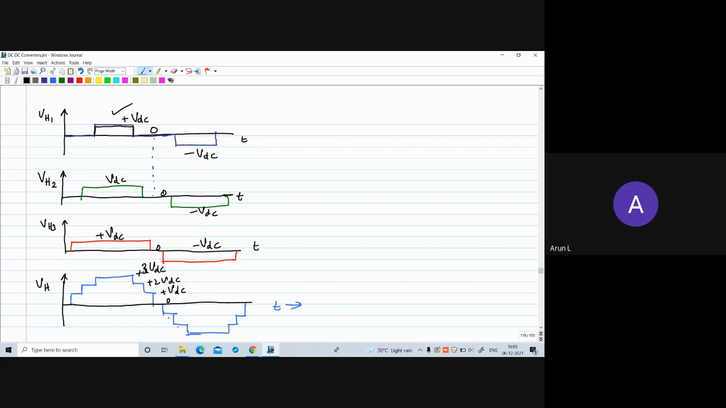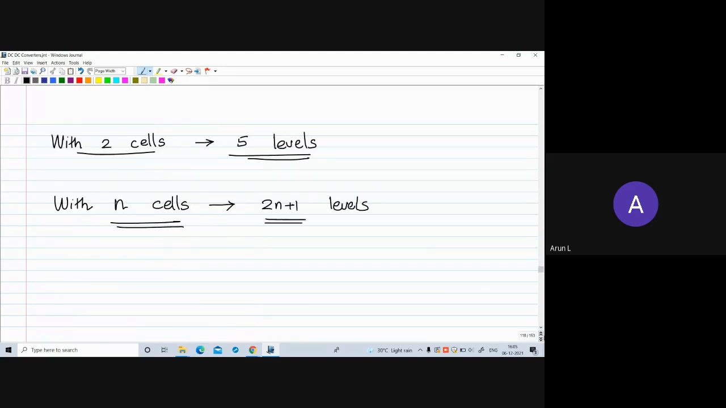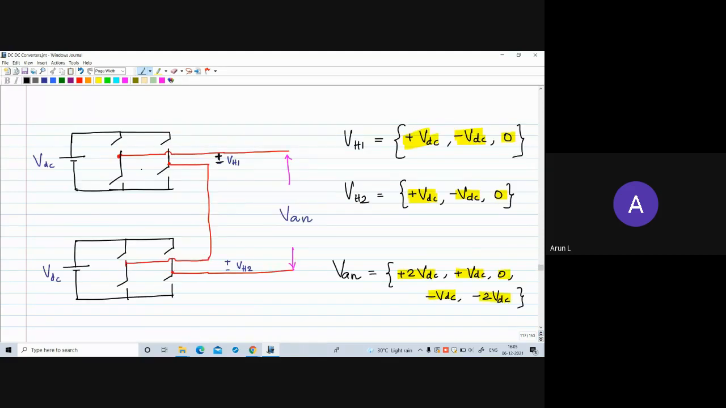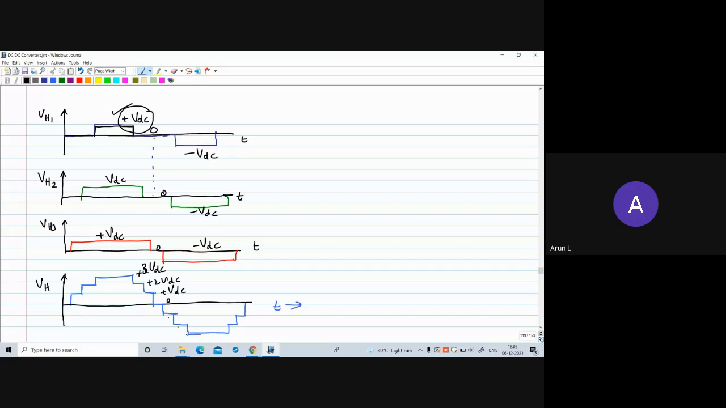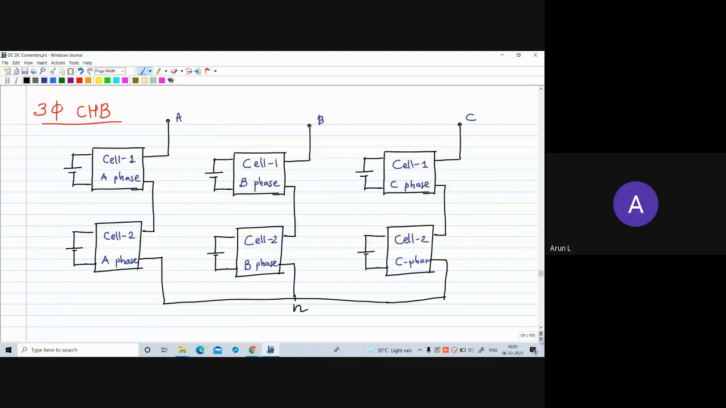So higher voltages can be realized with switches operating at VDC. Since in each H-bridge, the switch is seeing only VDC. The switch sitting in a half bridge or full bridge is seeing only VDC. So lower voltage rating switches can be used, but your final output is high. It is going to 3 VDC or maybe 7 VDC. Large values can be realized.